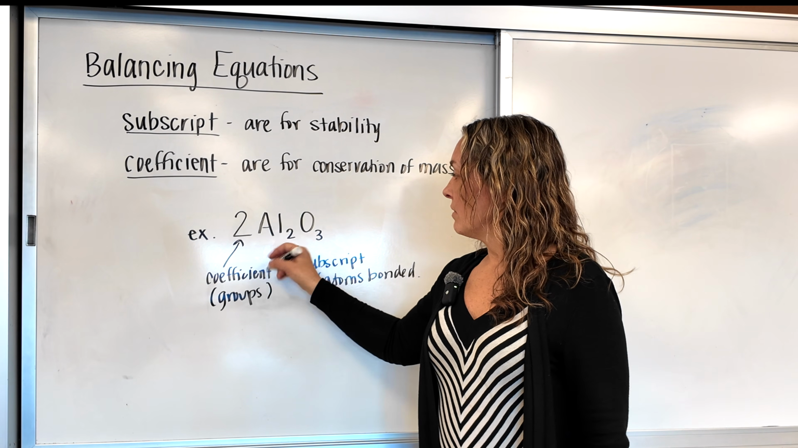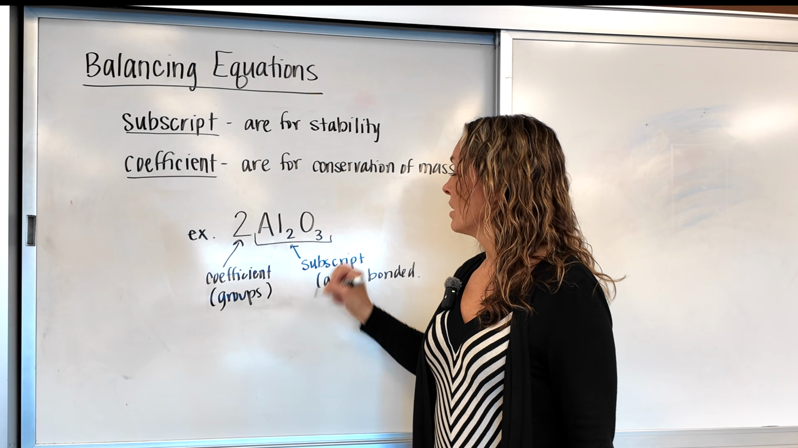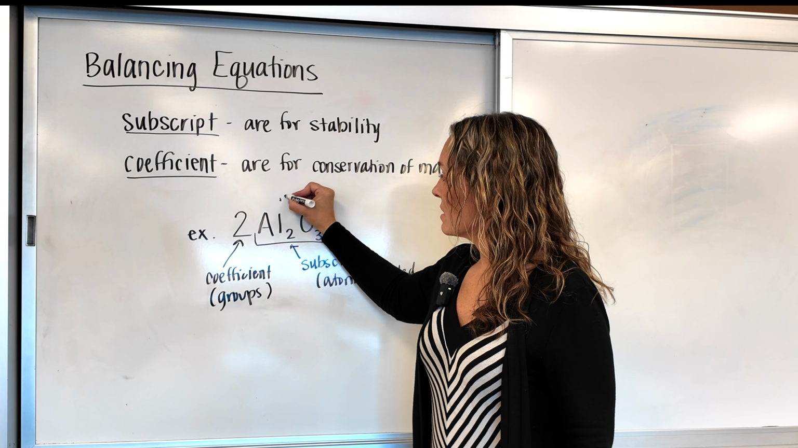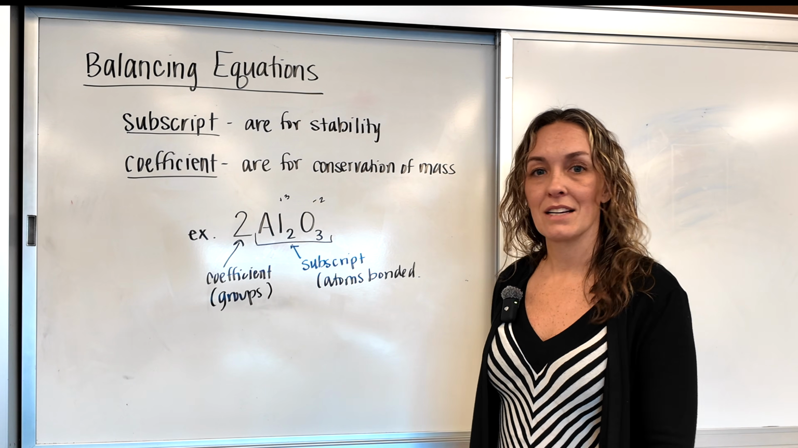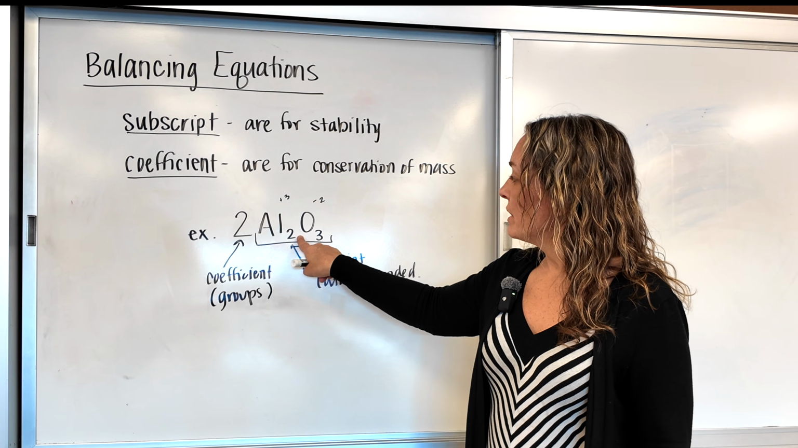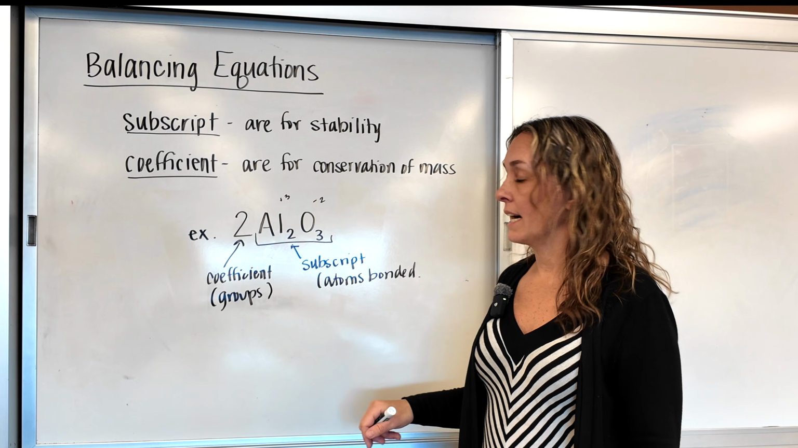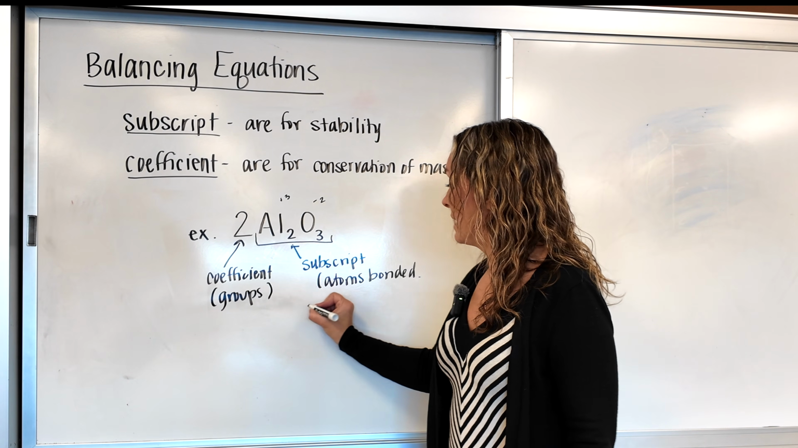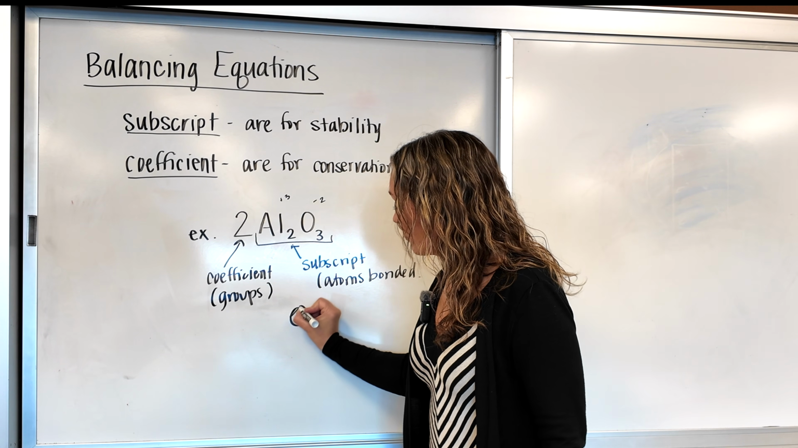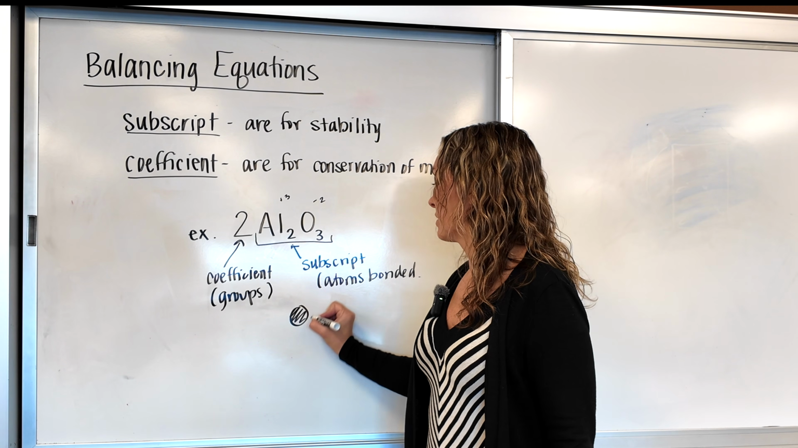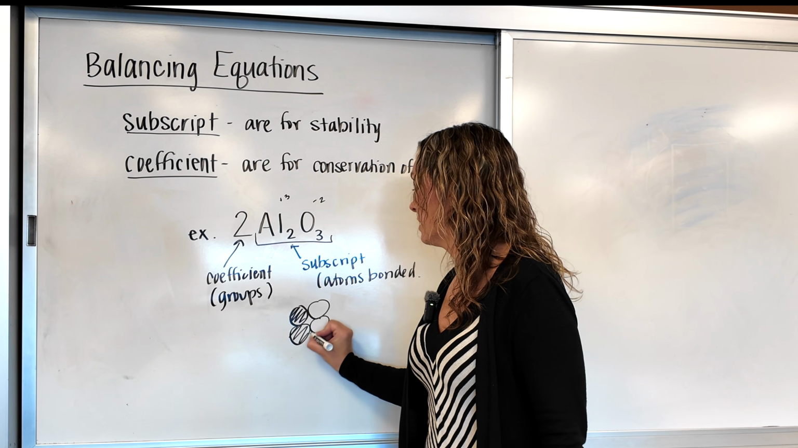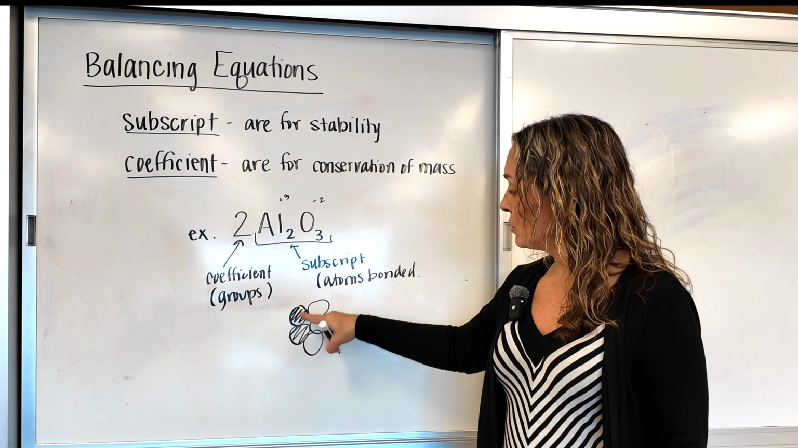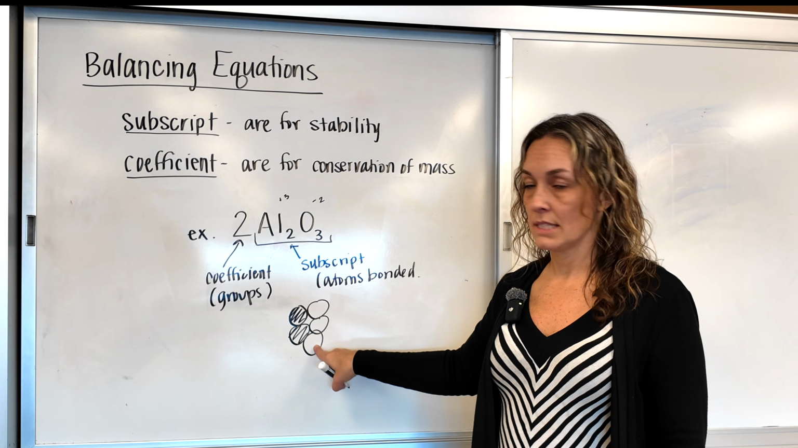So if I have aluminum, aluminum has a +3 charge and oxygen has a -2 charge. So in order for aluminum and oxygen to be happy together, I would need 2 aluminums and 3 oxygens. That is telling me how many are bonded together. So if my aluminum is a closed circle and my oxygen is an open circle, it's telling me that I have 2 aluminums bonded to 3 oxygens.